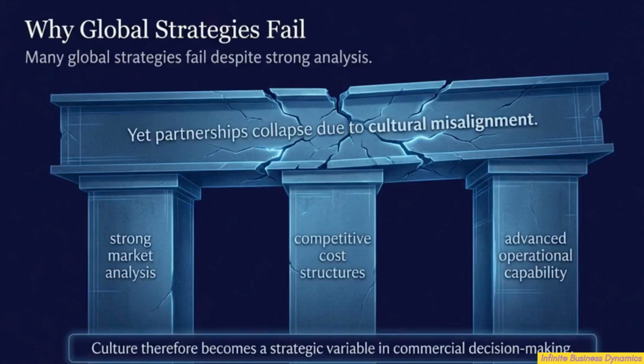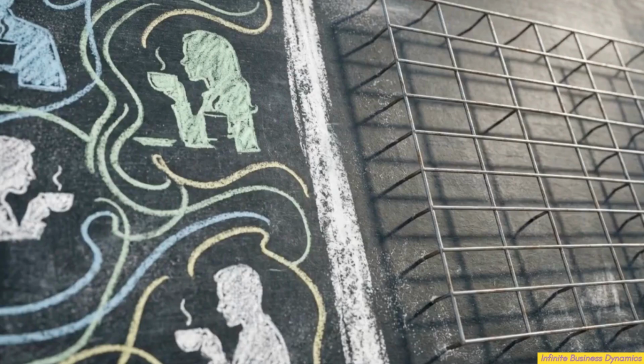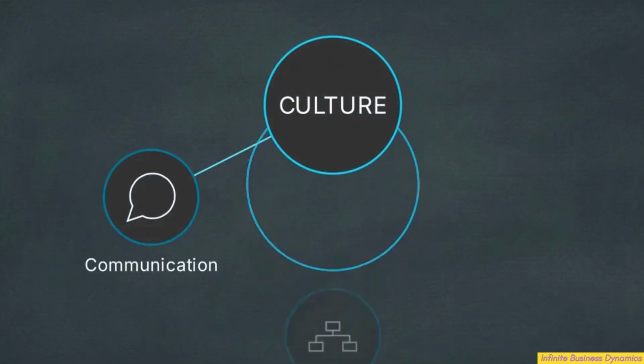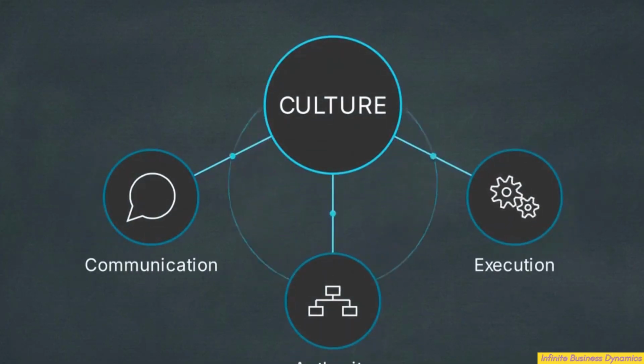This diagram shows why those solid foundations break down. Even with excellent analytics and operations, international partnerships collapse under the weight of cultural misalignment. Culture is often dismissed as an abstract concept. In reality, it acts as a hard strategic variable. It dictates how people on the ground actually communicate, interpret authority, and execute daily tasks.